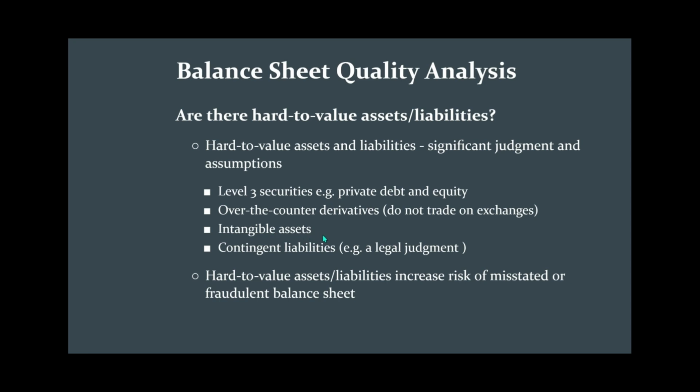Intangible assets and contingent liabilities, for example, a legal judgment against a company. All of these are very difficult to value and require a lot of management judgment and assumptions, and are therefore prone to manipulation. Hard-to-value assets and liabilities increase the risk of a misstated or fraudulent balance sheet.